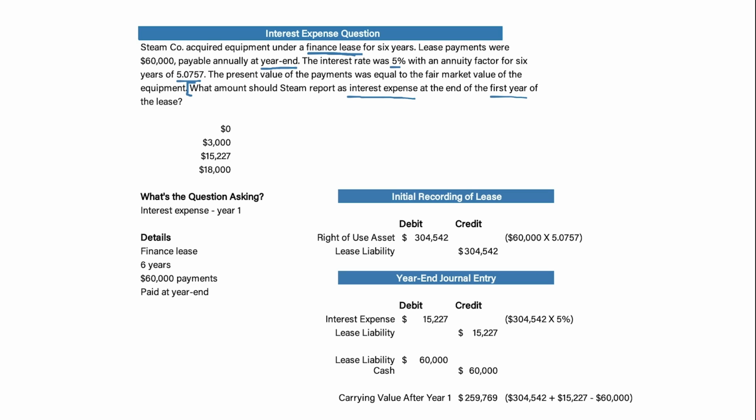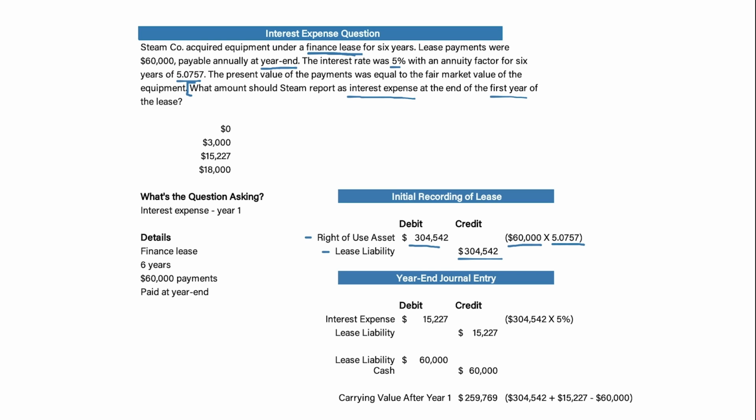So now let's think about the initial journal entry for this lease. Our initial entry is going to be a debit to right of use asset and a credit to lease liability for the present value of the lease payments. The lease payment is $60,000 and the annuity factor is 5.0757. Therefore, this is the initial entry for the lease.